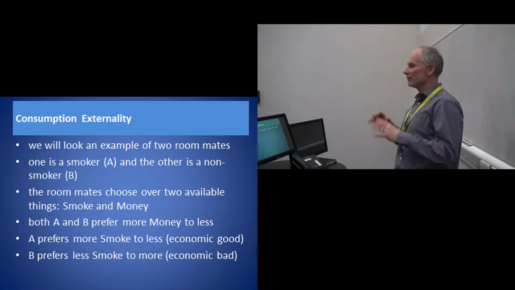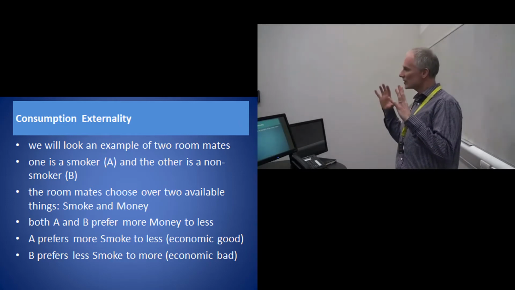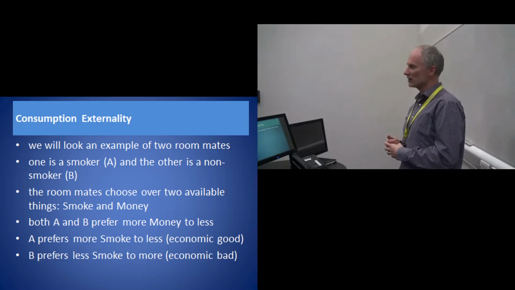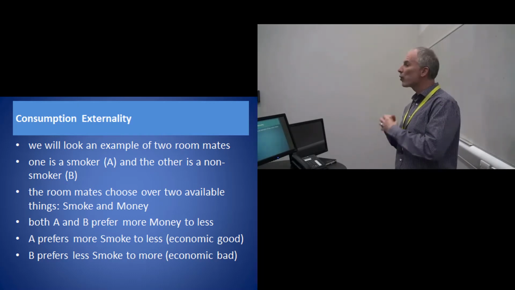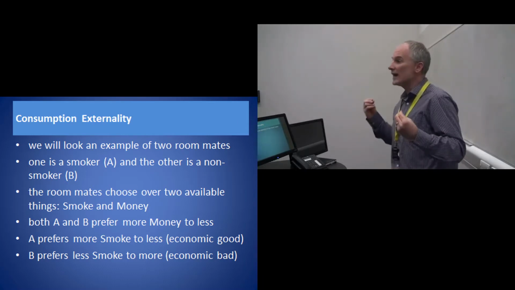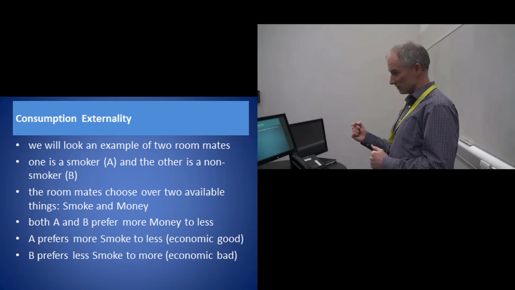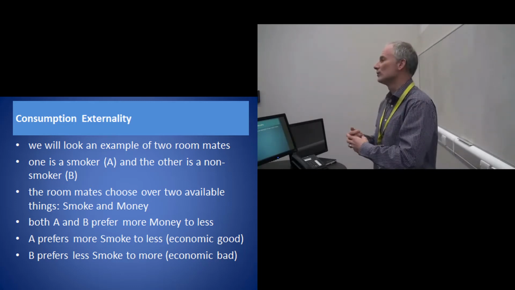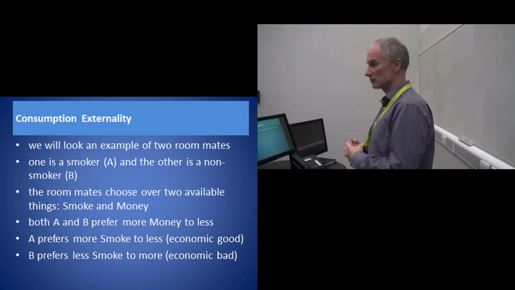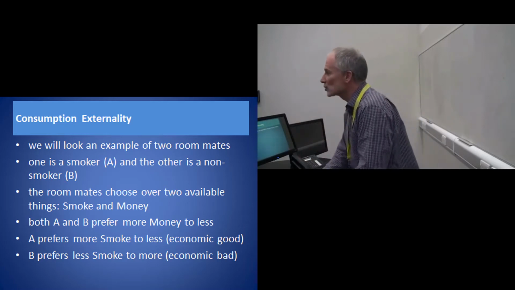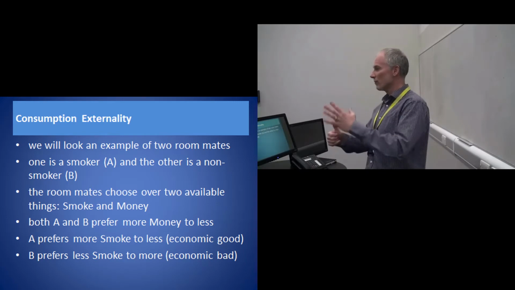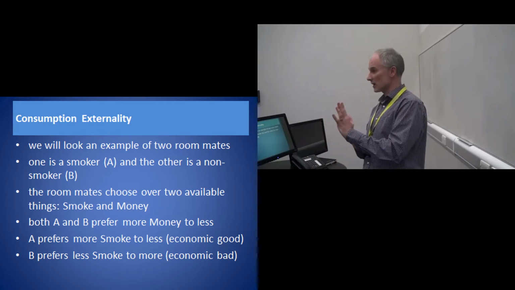What we're going to start with then is a very particular consumption externality. And we're going to look at this consumption externality in a framework that you are by now all familiar with. We're going to look at it within a general equilibrium setting. And the example we're going to look at is the case of two roommates. So two students, they share a room together. And these roommates are going to be called Person A and Person B.